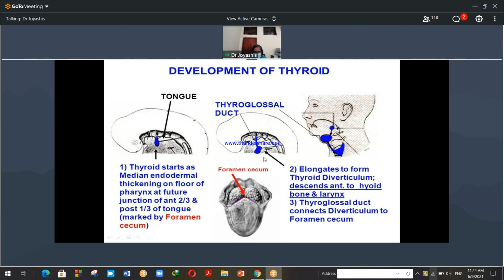Thyroid gland is elongated to form thyroid diverticulum, descends anterior to the hyoid bone. সামনে দিয়ে এটা নেমে আসছে. Descends anterior to the hyoid bone and larynx. Thyroglossal duct connects the thyroid diverticulum to the foramen cecum. It's a connection, the thyroglossal duct.